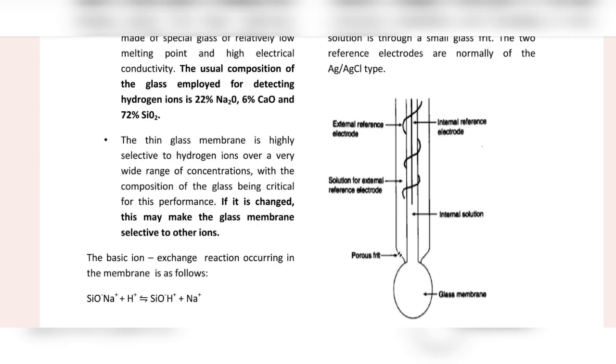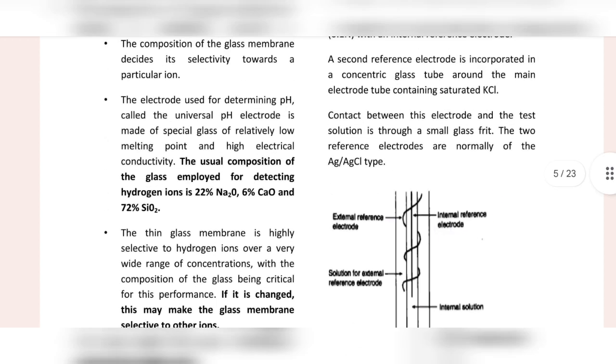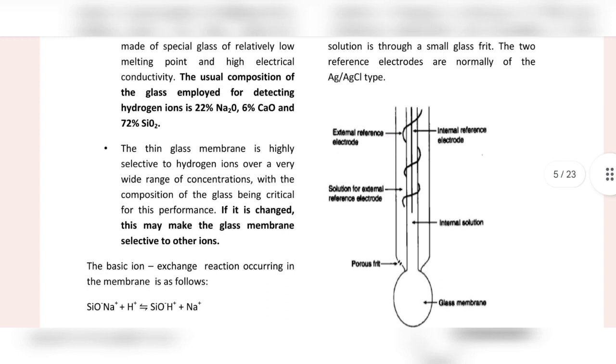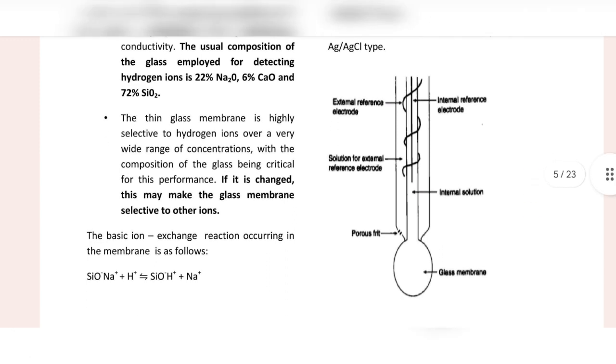The bottom is the glass membrane or glass bulb part, and the internal solution, which is generally HCl solution, and there is an internal reference electrode. Around that glass tube there is an external reference electrode wound around the central glass tube. Then there is an external solution, generally KCl solution. The two reference electrodes are normally of silver chloride type. This is a typical pH electrode.